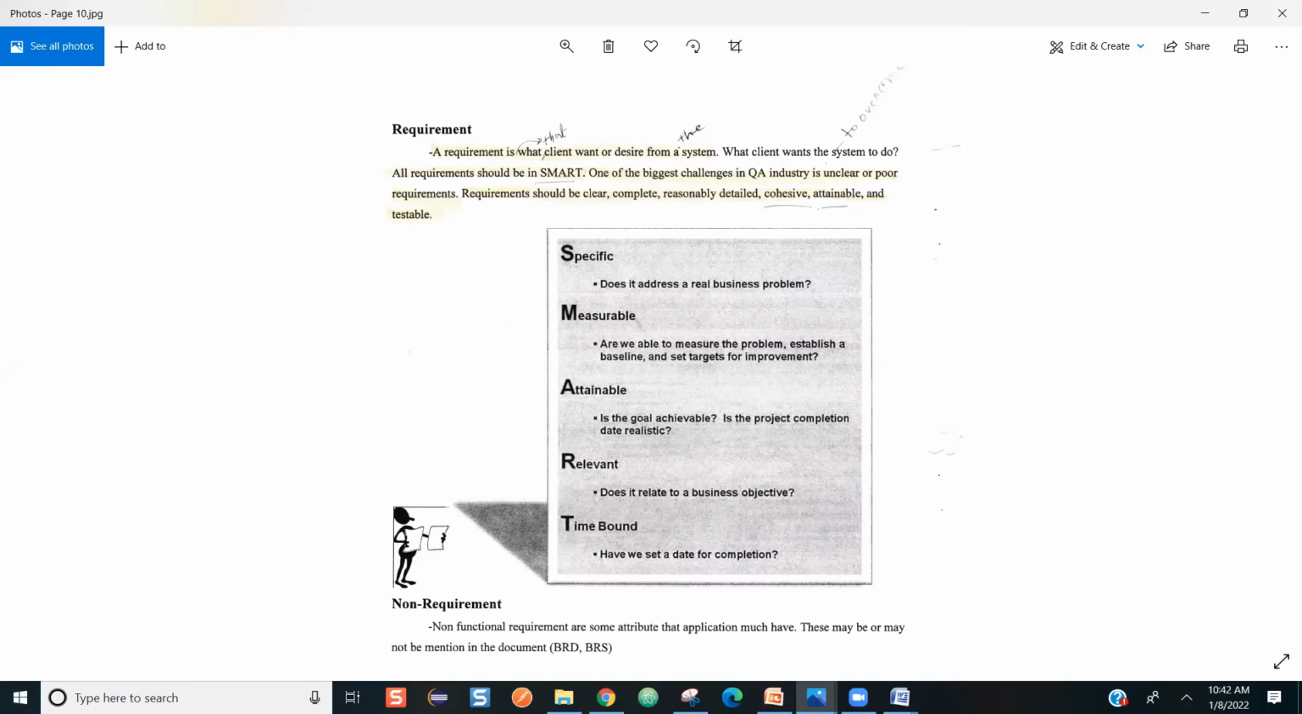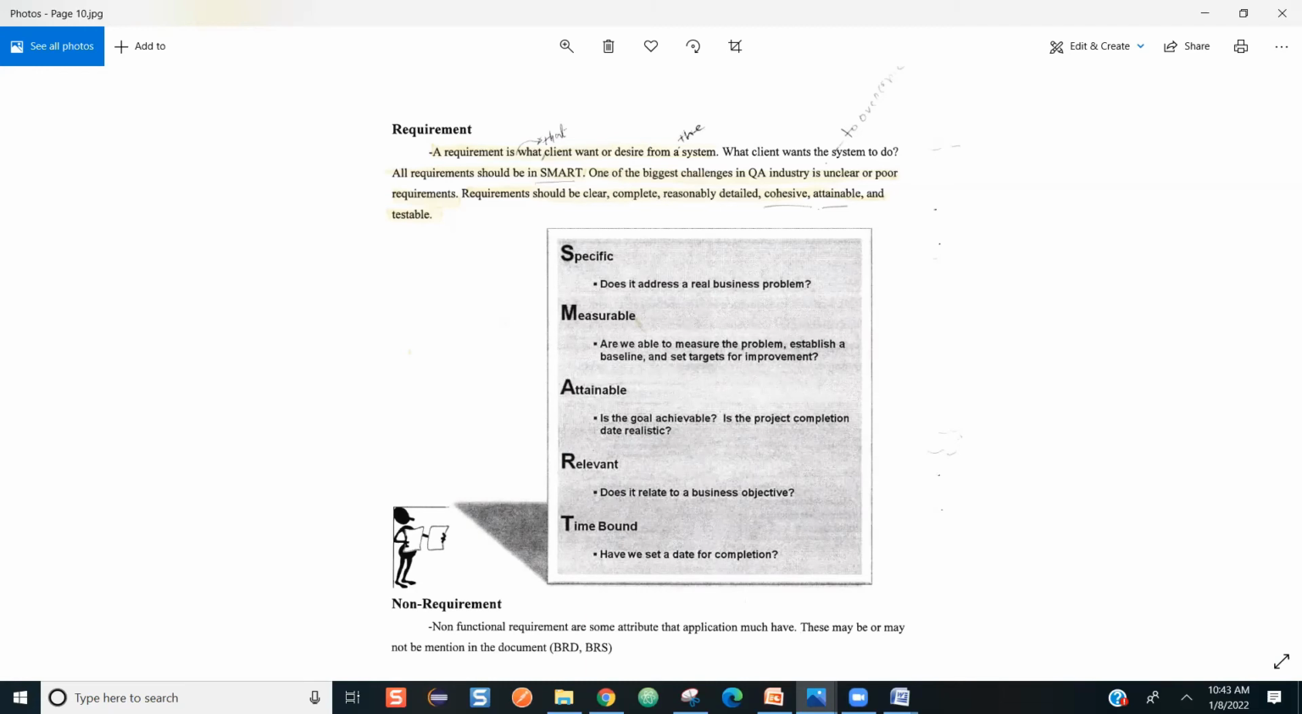That is not good practice. If you want to keep so much information from other areas, I mean this is a website for training purposes but you want to sell something here, maybe that is not relevant, or is a little bit different. And the requirement must be time bound, something I can do within that time. Requirement should be clear, complete, reasonably detailed, cohesive, attainable, and testable, whatever you want to test. For example, if something is not in your hand and is not actually possible, that is not a requirement.